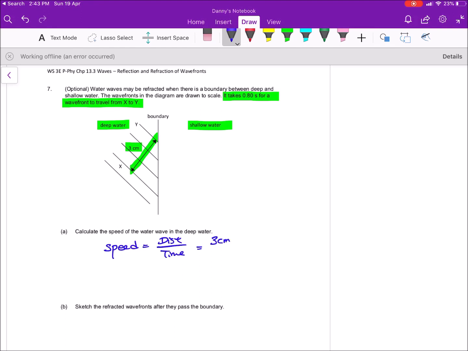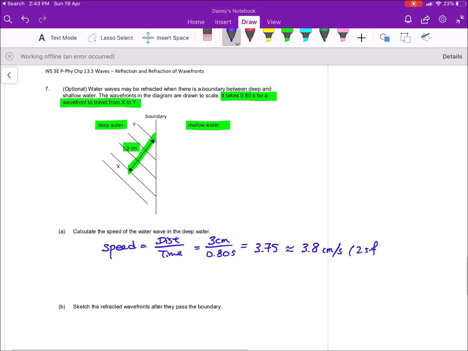Then distance is 3 cm. I spend 0.80 seconds. I will get the answer as 3.75, which I will round up to 3.8 cm per second, 2 SF. Notice that whenever I do my working, I will show the full form and then I will round it up to 2 SF. And I expect you to do the same.